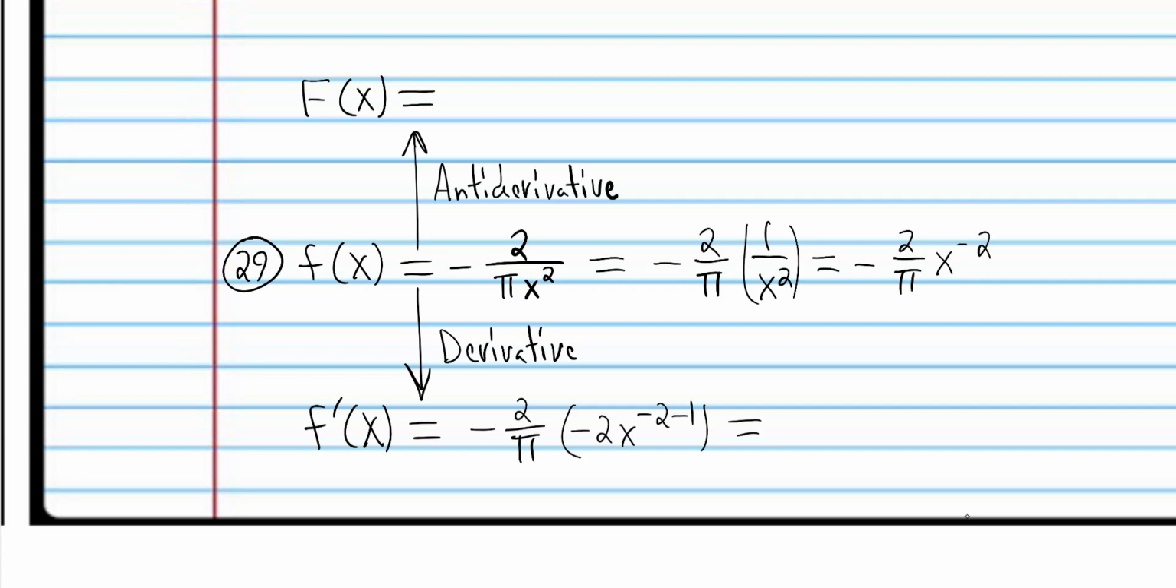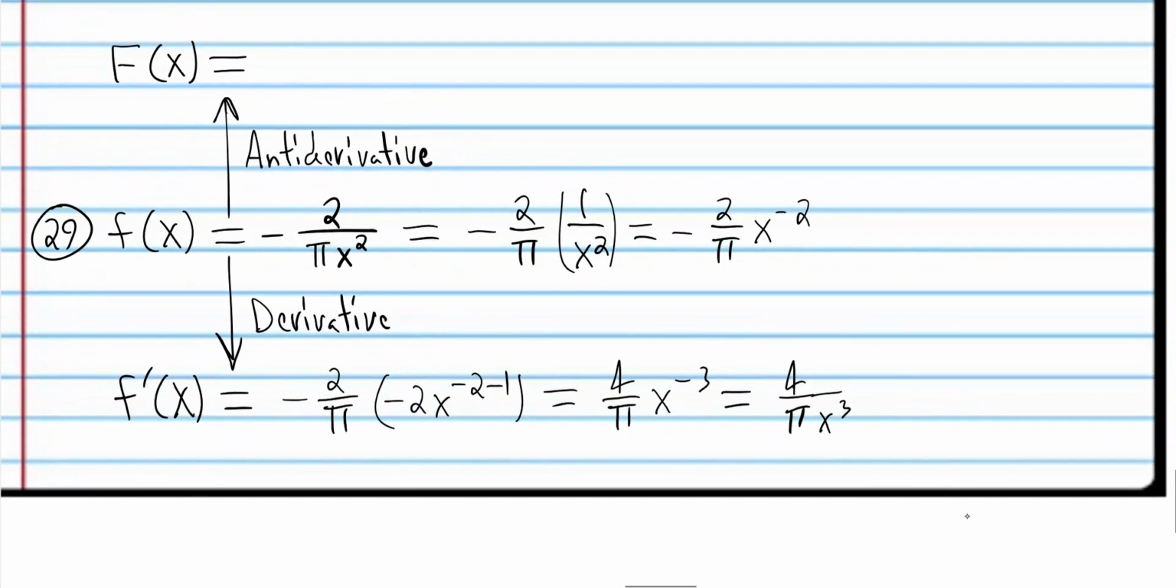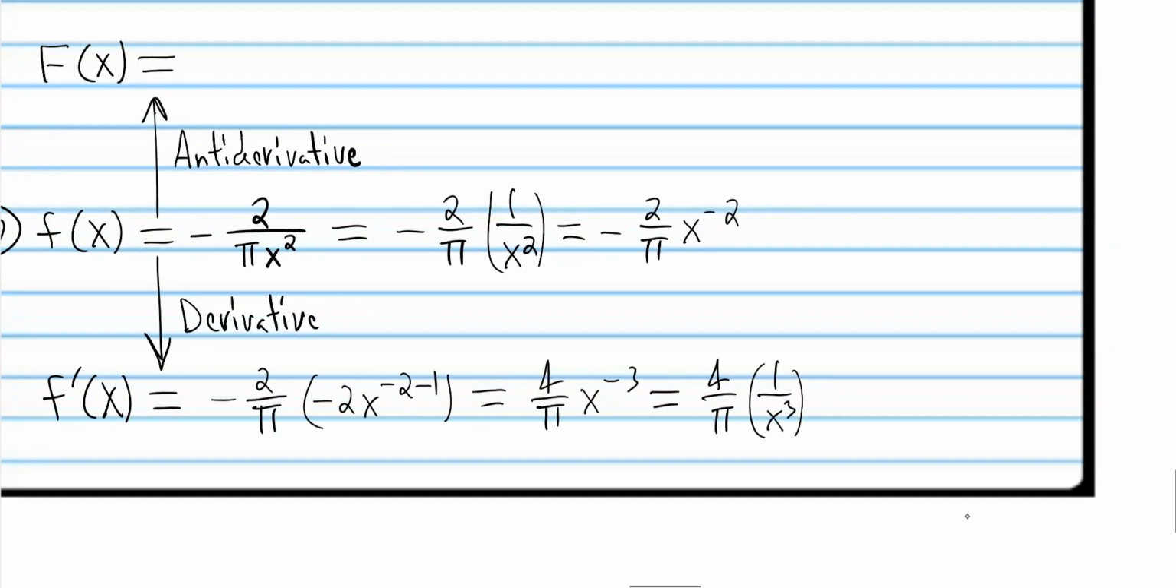So we have +4 over pi times x to the -3 power. We can't leave our answer like that. So we have to bring it down using exponent rule number 8. So we get 1/x cubed. And we can put those together and we get 4 over pi times x cubed.